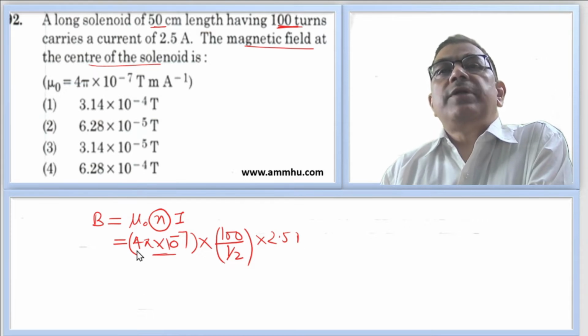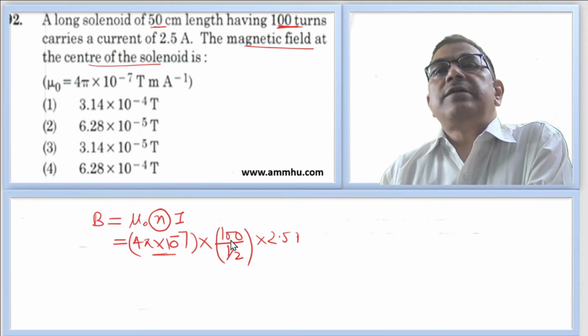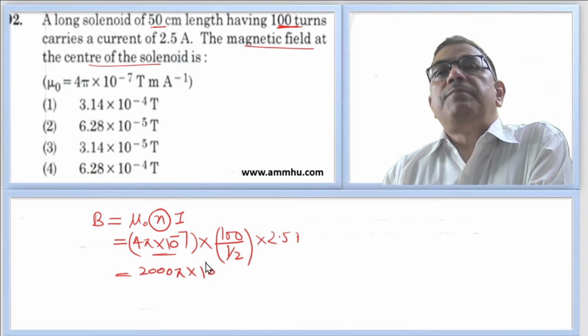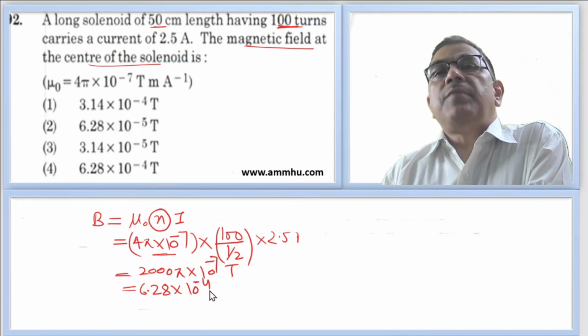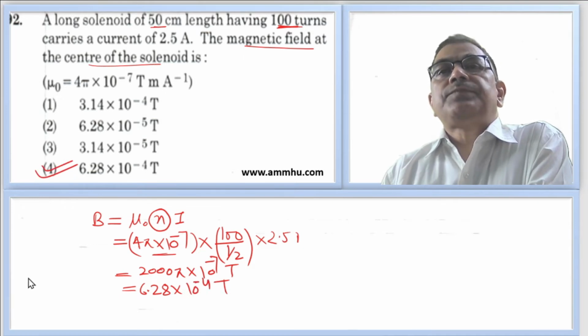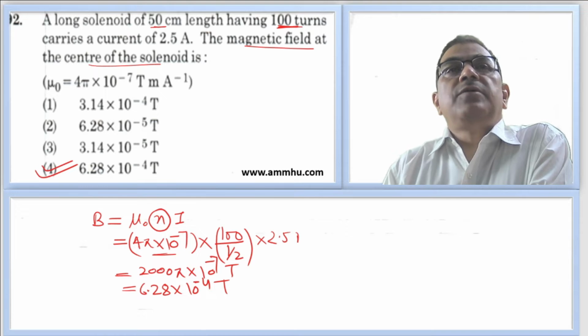Now we need to solve it. As we solve it, we will notice that 4 into 2.5 is 10, and this 100 becomes 1000. This is 2000 pi into 10 to the power minus 7 Tesla, and this comes to 6.28 into 10 to the power minus 4 Tesla. So the fourth option is correct. Let's proceed with the next question.